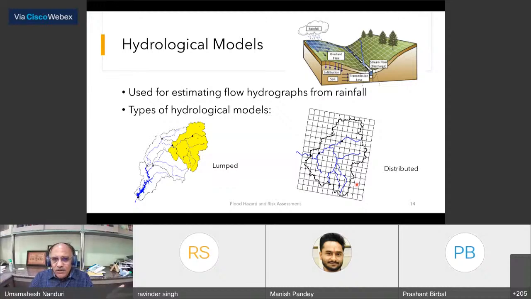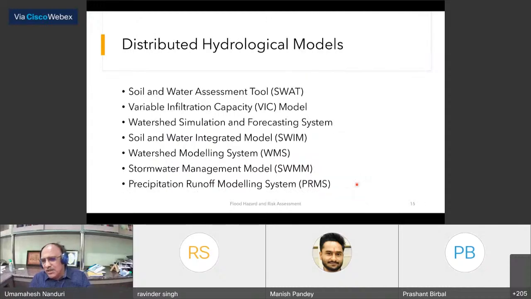Okay, and there are a lot of such models existing today, which I think some of you may be familiar with. Those who are working in hydrology would have used one of these models in your studies. For example, one of the very popularly used models is the Soil and Water Assessment Tool, called SWAT, the Variable Infiltration Capacity model, VIC model, Watershed Simulation and Forecasting System, Soil and Water Integrated Model, Watershed Modeling System, Stormwater Management Model, Reservoir Modeling System. Most of them are what I listed.